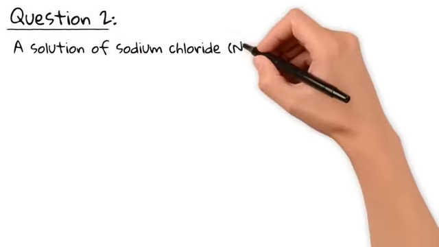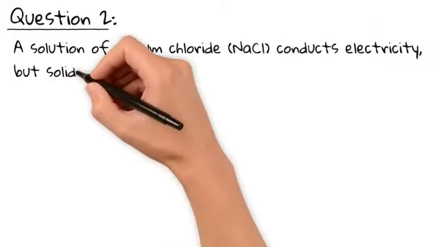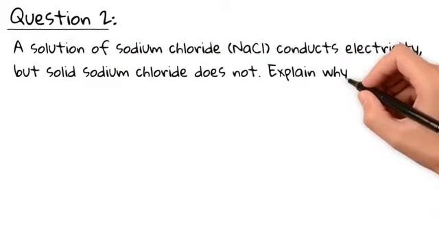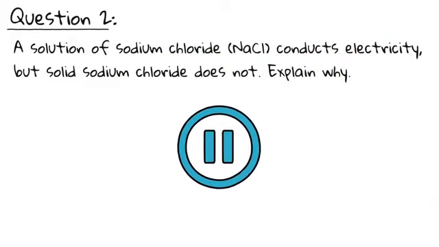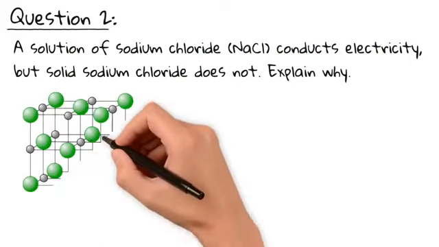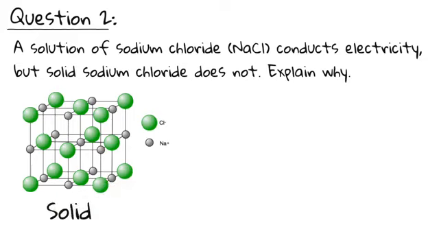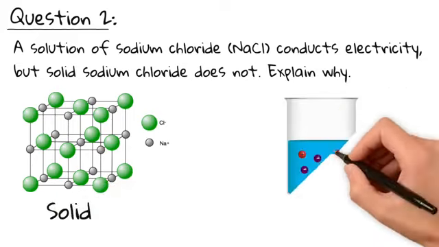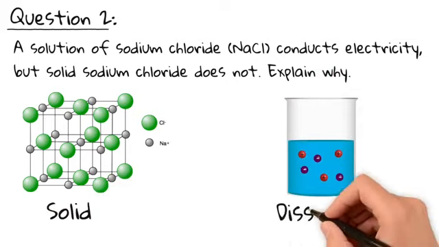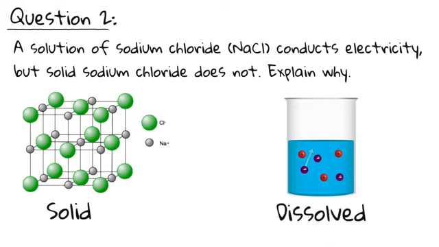Question 2. A solution of sodium chloride conducts electricity, but solid sodium chloride does not. Explain why. Pause the video and give it a try. In solid sodium chloride, the ions are locked in place in a lattice structure, so they can't move. But when sodium chloride is dissolved in water or melted, the ions are free to move, allowing the solution to conduct electricity.